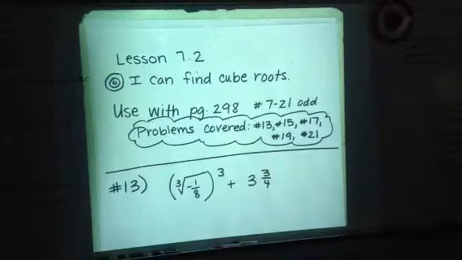Hey guys, this video is for lesson 7.2. Our I can statement we're meeting is I can find cube roots, so your notes for 7.2 are going to be really helpful for this assignment. You need to use this video with page 298, numbers 7 through 21 odd. The problems I'm going to cover, if my video allows it, are number 13, 15, 17, 19, and 21. So just keep that in mind when you're numbering your pages, and let's go ahead and get started.